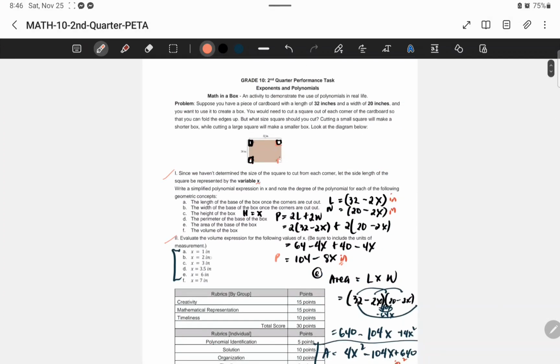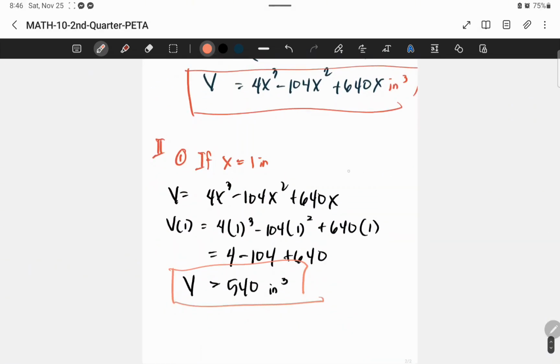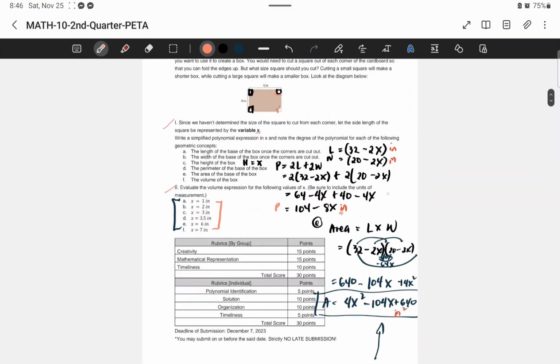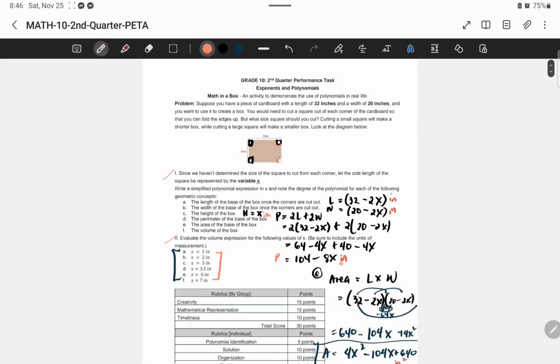And the rest sa B2F, ganito rin yung gagawin nyo. Okay, pakisundan na lang kung paano to ginawa. Then, the remaining numbers, yun din yung gagawin nyo dyan sa part 2. Again, don't forget the units sa lahat ng mga hinahanap. So, h is also equal to x inches for the height. Okay, with that, thank you for finishing this video, and I hope you understand your task, your individual task for the second quarter performance task. Thank you.